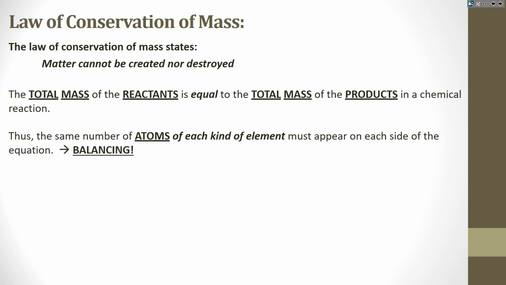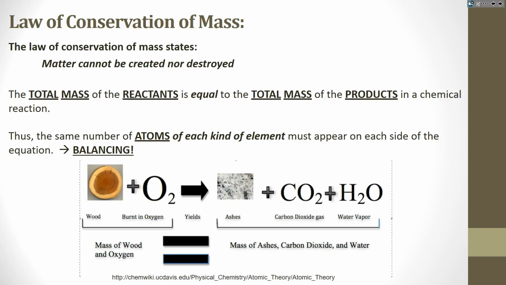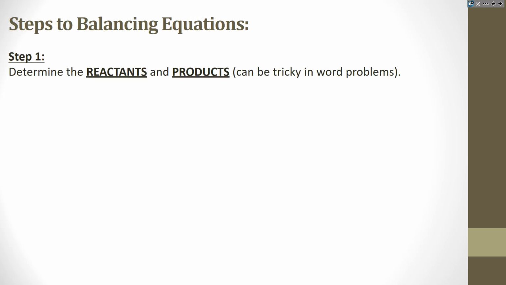Now in grade 10, you did a bunch of balancing. We're going to hopefully make this a little bit easier, but basically balancing comes down to practice. But there are some tricks of the trade that I'll teach you as we go through. So the first thing is you actually have to figure out what your reactants are, what your products are, and we're going to set up an equation. So that's our first step.